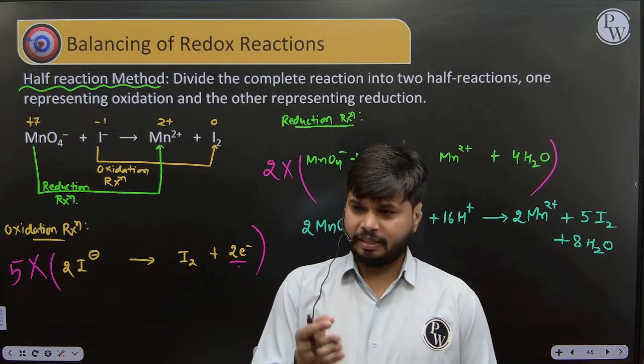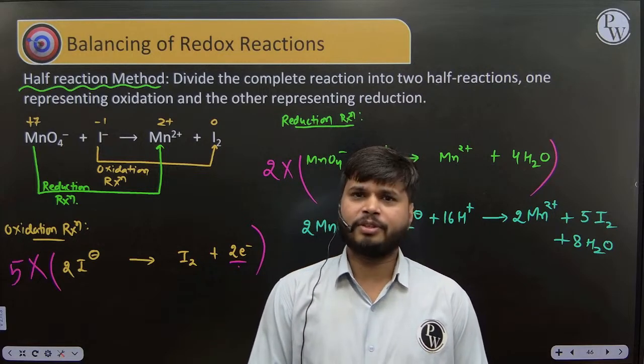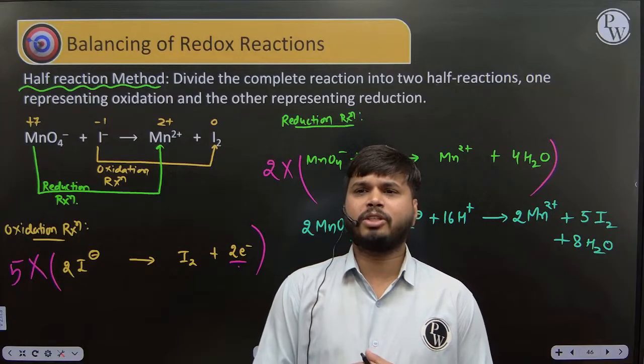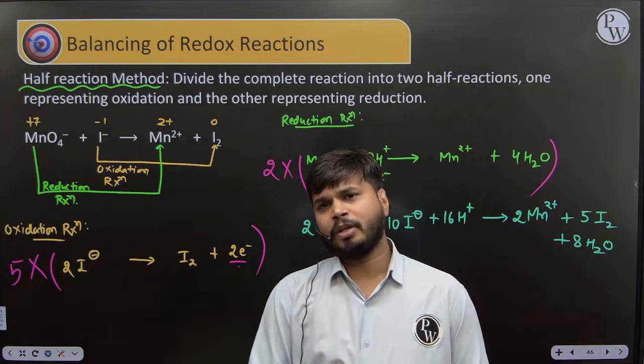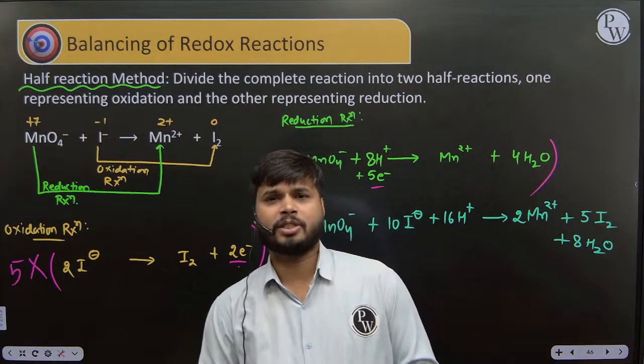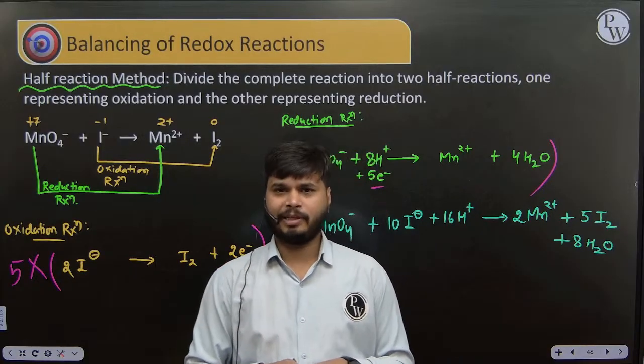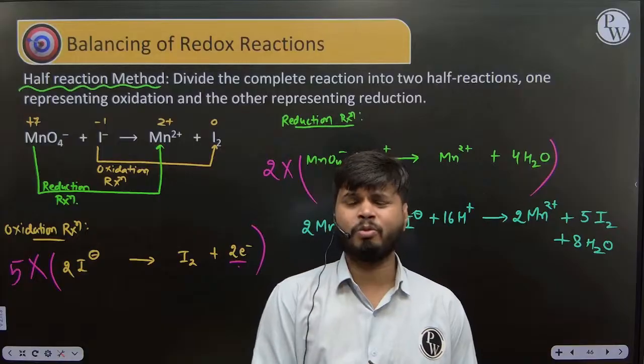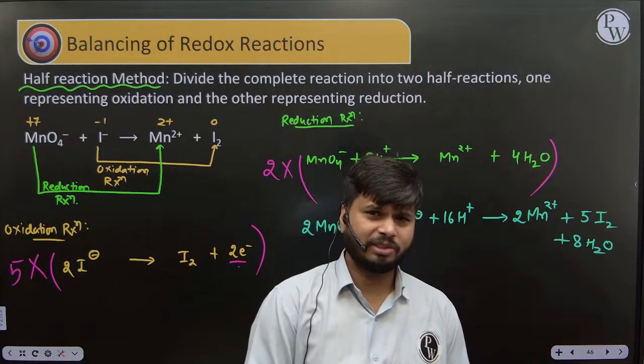Then after that we have seen the electronic configuration. In the electronic configuration, what are the exceptions? We have discussed that chromium is an exception, copper is an exception. Why they are exceptions, we have also discussed.